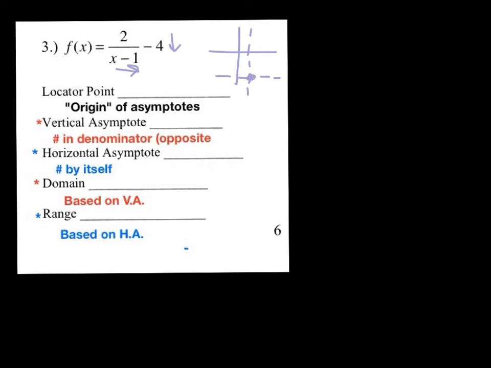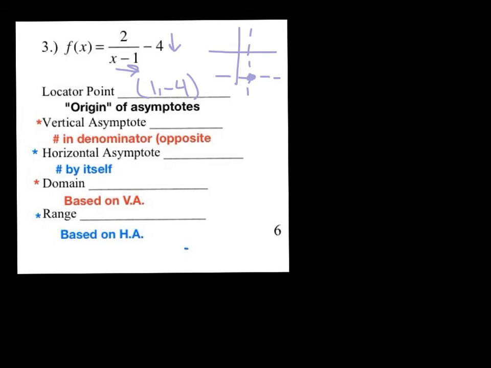So right there, we would say the number in the denominator is opposite. The number on the outside is the same. Denominator is your horizontal shift. Number on the outside, your vertical shift. So that locator point would be at positive 1, negative 4. That's where your asymptotes should intersect.